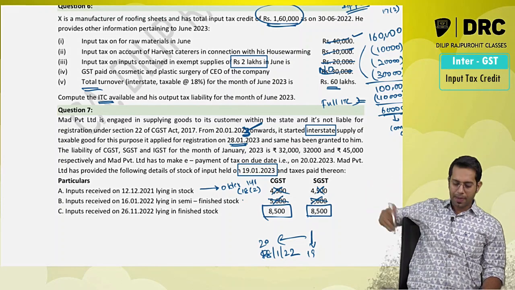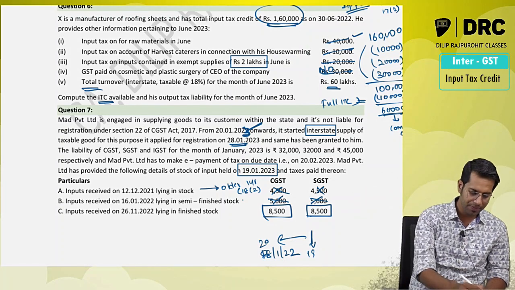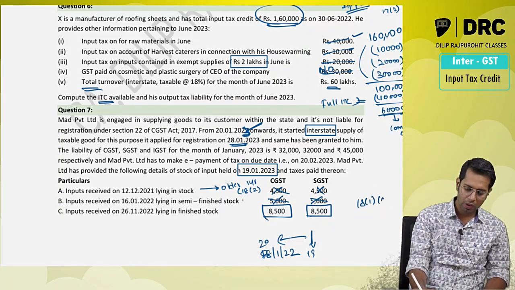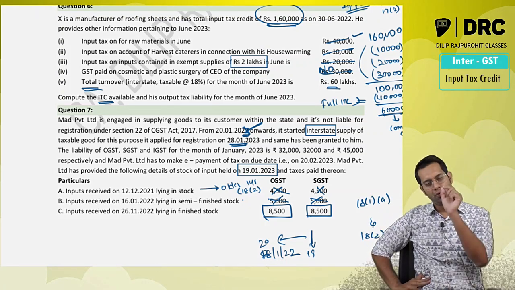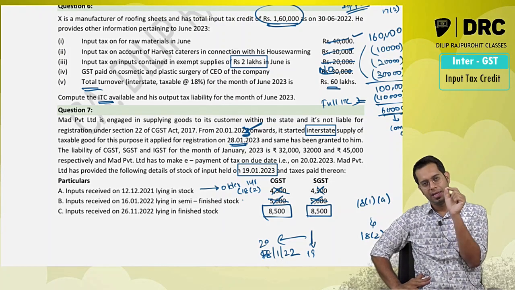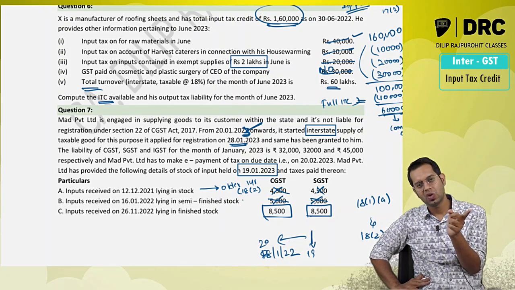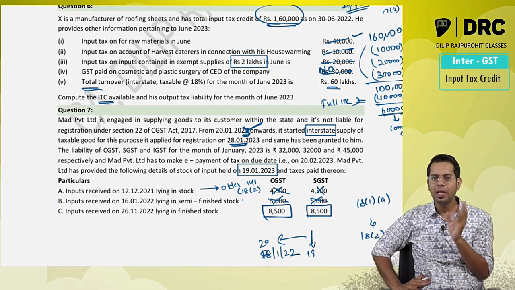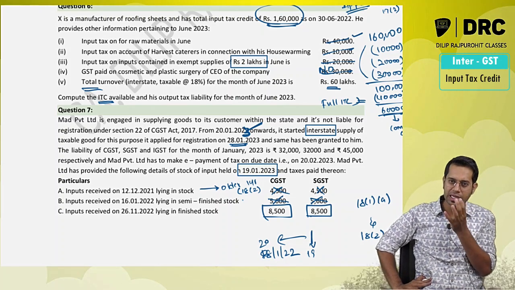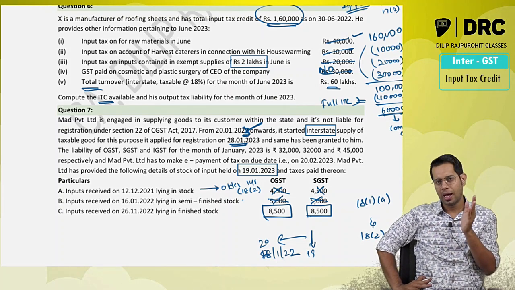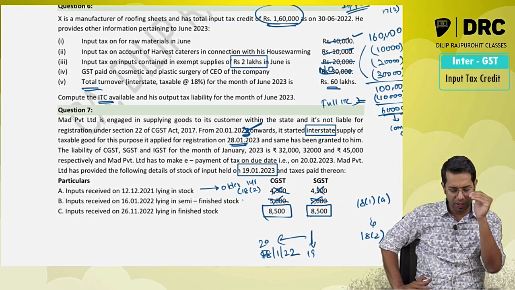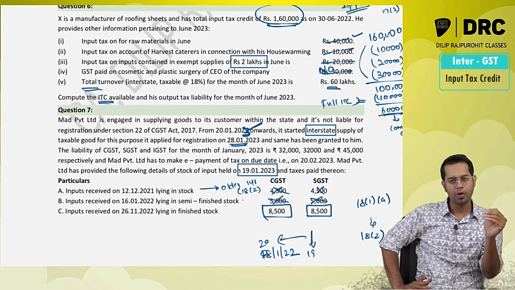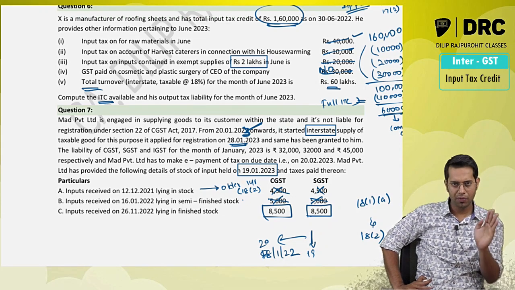So here two sections are applied: section 18 subsection 1 clause A and section 18 subsection 2. What is section 18 subsection 1 clause A telling? Where a registered person is liable for registration and applies for registration within 30 days of becoming liable, he will be allowed to take input tax credit on inputs held in stock 1 day prior to the date of becoming liable for registration. Those inputs include normal inputs, finished goods or work in progress.